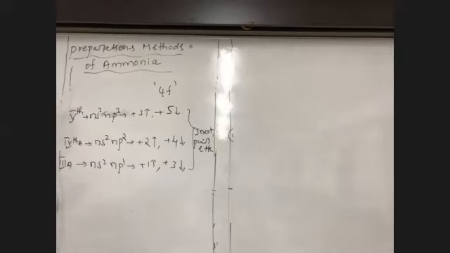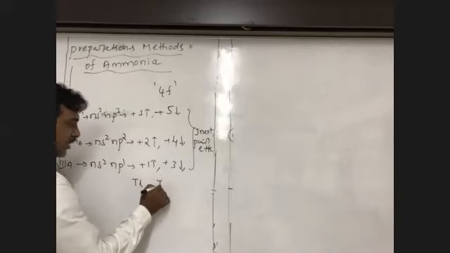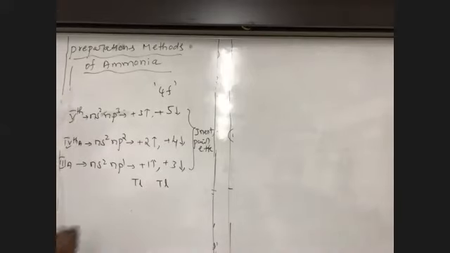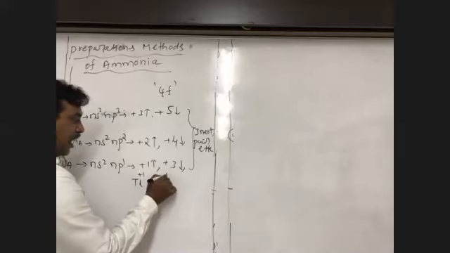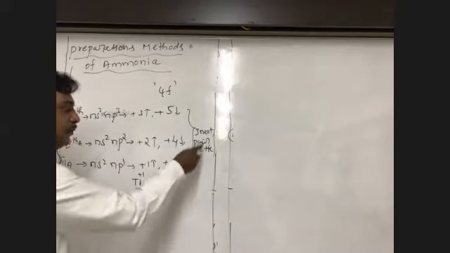In the 13th group elements, boron, aluminium, gallium, indium, and thallium, the last element is thallium. Thallium exists in two types of oxidation states, +1 and +3. Here the +1 state is more stable than +3 due to the inert pair effect.